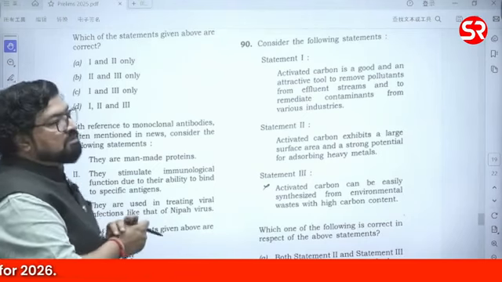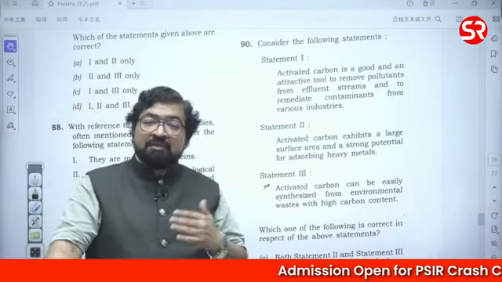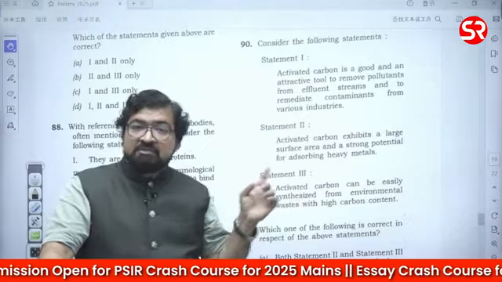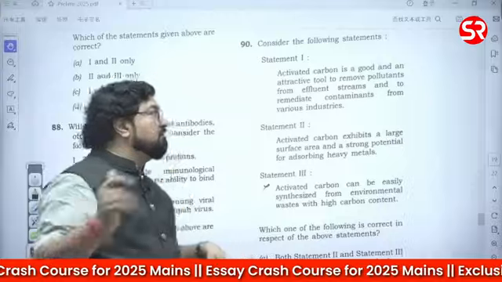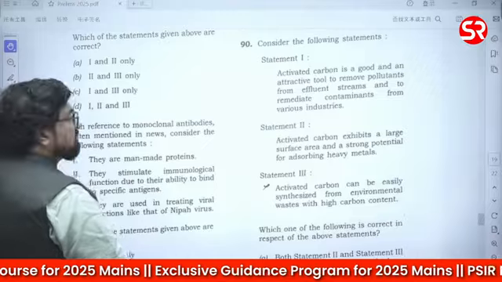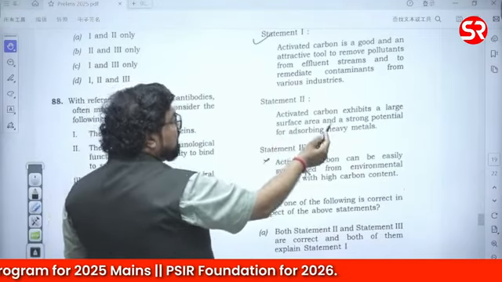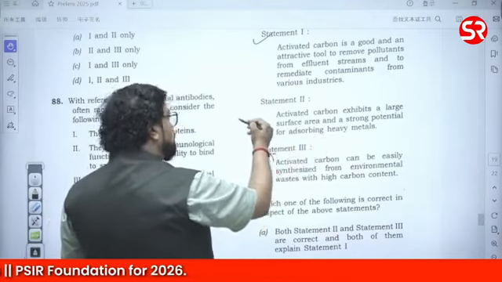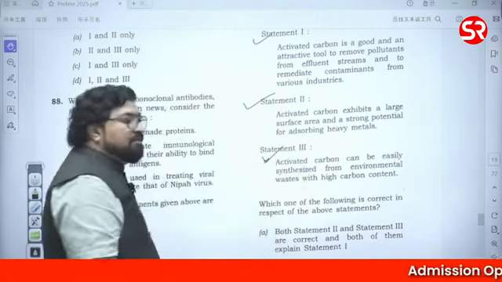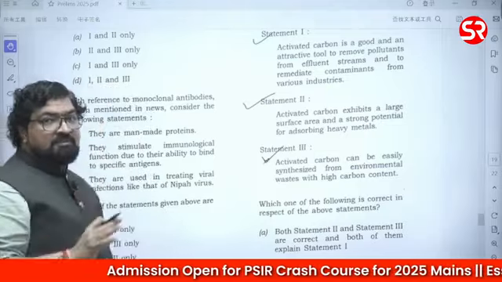You can connect this one with environment also, because bioremediation is one process, but sometimes we do remediation by other means, chemical means in the factories and industries. So there also it comes, and I have discussed it in the environment segment also. Activated carbon is a good and attractive tool to remove pollutants from effluent streams and to remediate contaminants from various industries. That is correct. Now, statement 2, activated carbon exhibits a large surface area and strong potential for absorbing heavy metals, correct. Activated carbon can be easily synthesized from environmental waste with high carbon content, correct. Particularly from the biomass, we can make this kind of carbon. So all three statements are correct.